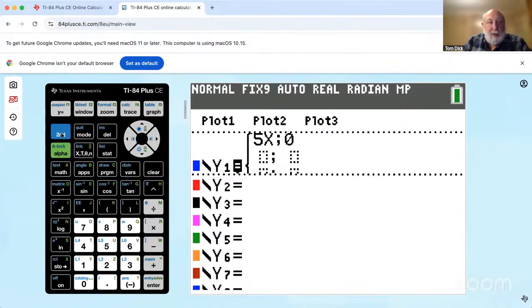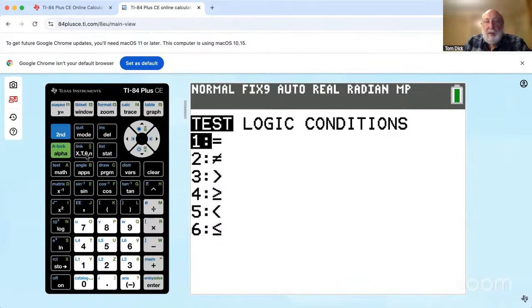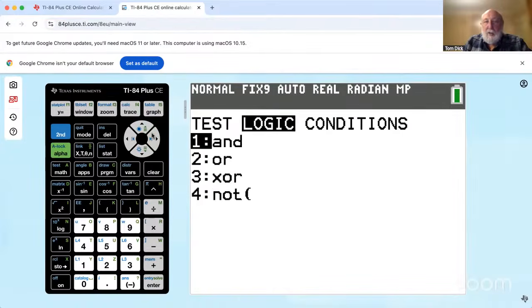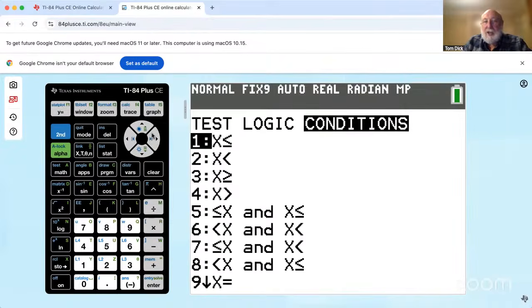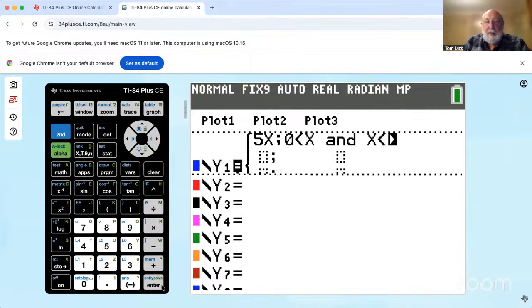For that, I'm going to go to the test menu and scroll over to conditions, and you can see there's a nice shorthand that will fill in quite a bit of that for me. So I'm going to go down to number 6. And you can see, okay, 0 less than x, and x is less than, all I have to do now is put in the 2.